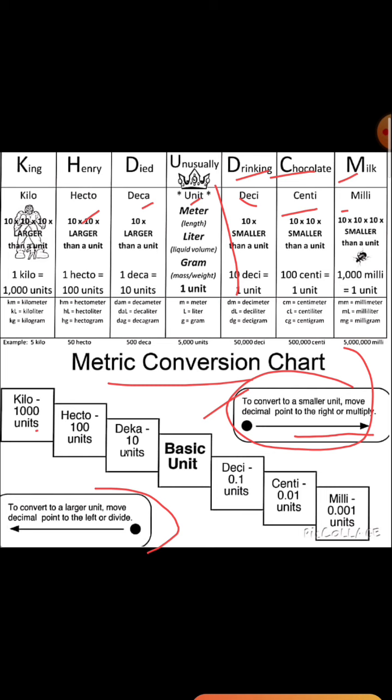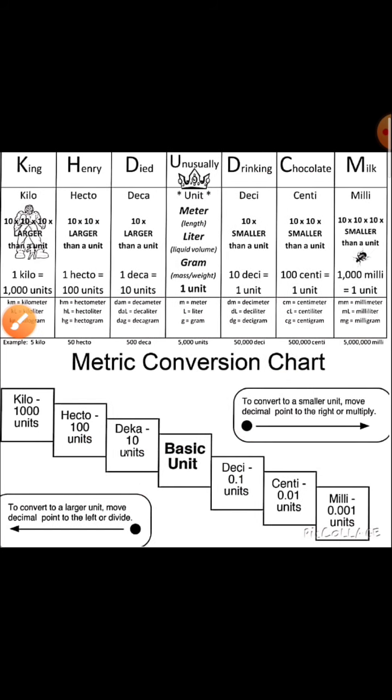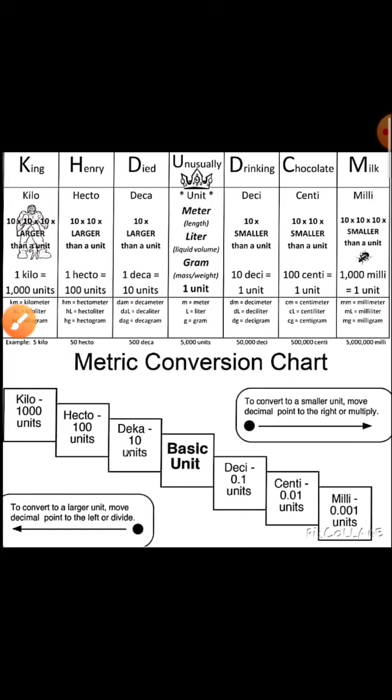Look here: kilo, then hecto, then deca, then the basic unit. The basic units are meter, gram, or, sorry, liter. Then deci, centi, milli. These are in decimal form, meaning these are the smaller units, and the others are the greater units. So this is the metric conversion chart, and it is a very important chart.